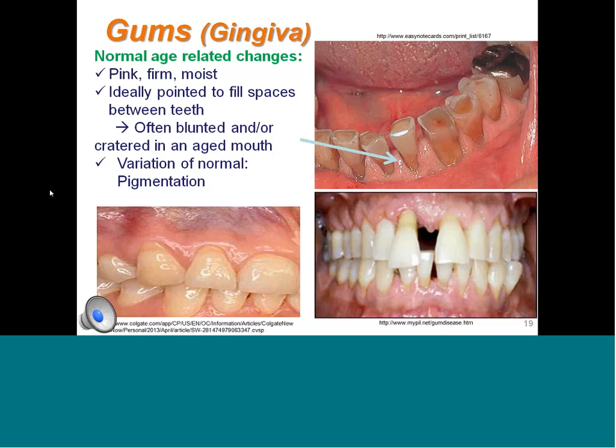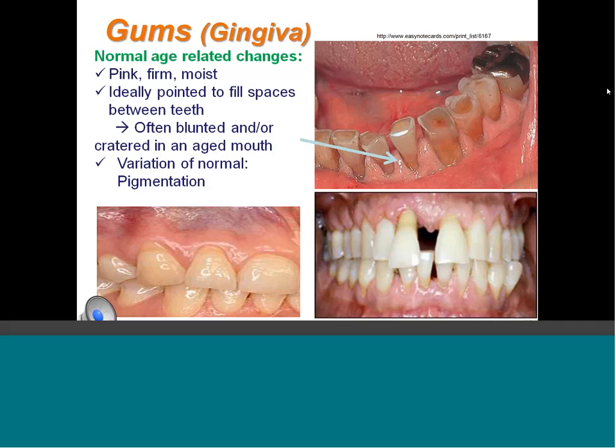Ideally, the gum tissue between the teeth, referred to as the interdental papilla, should be pointed. Over time and as we age, this pointed papilla becomes cratered or blunted, as seen in the photos in the top right-hand corner, as well as the bottom right-hand corner. Another variation of normal that we may witness is pigmentation of the tissue.